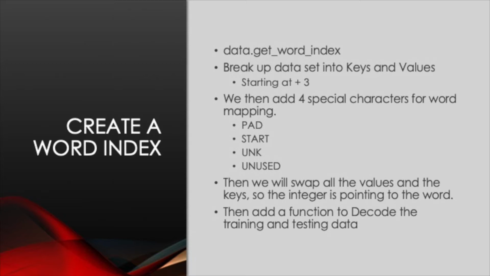We then add 4 special characters for word mapping. Those are pad, start, UNK for unknown, and unused. If we get values that aren't valid, we can use these special characters instead. The pad is used for making sure our movie sets are the same length. So if we want all of our sets to be 250, then we need to be adding padding, so say sets that are 100 can equal 250.